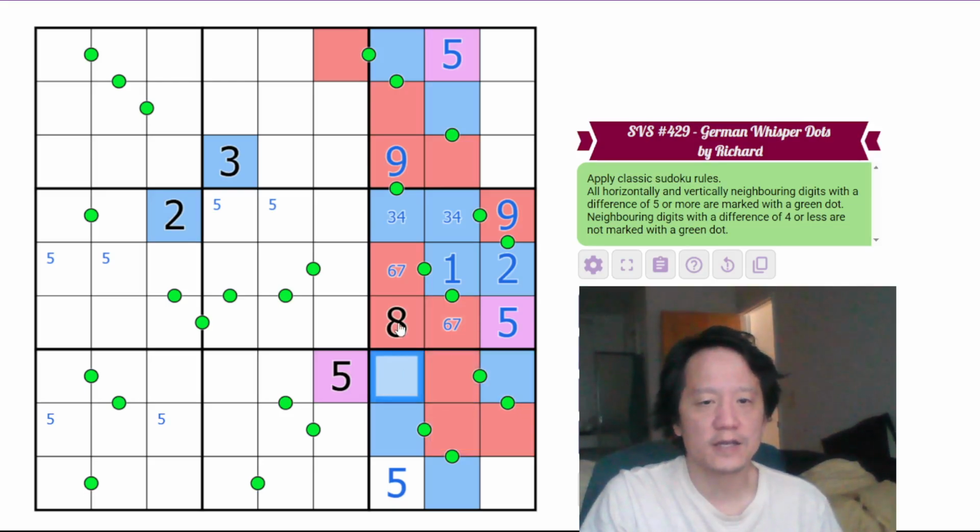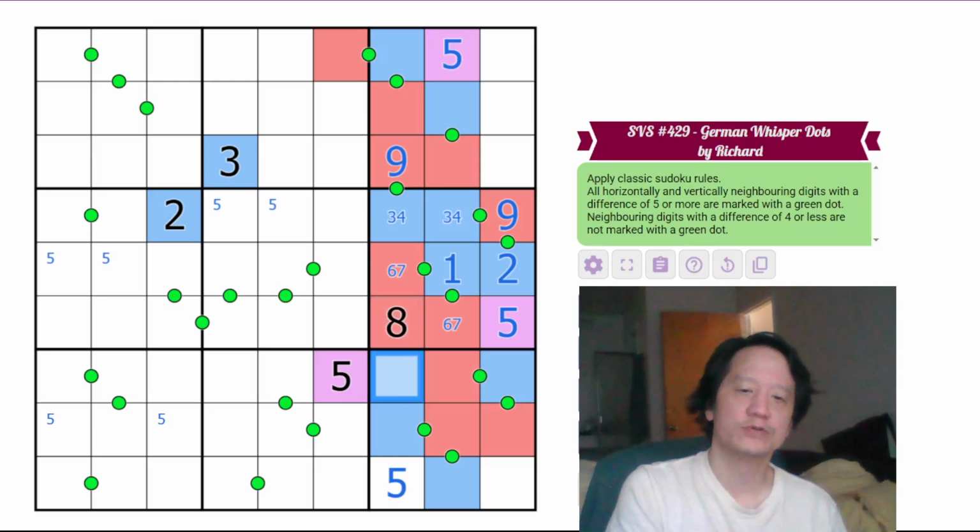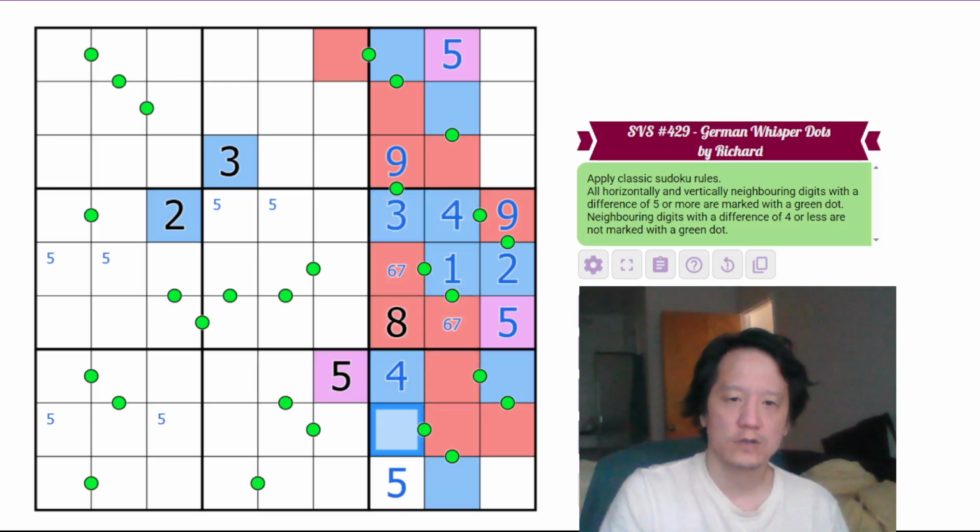Okay, this cannot be 5 or more away from 8 because there's no green dot next to it. So this cannot be 1, 2, or 3. It must be 4, which makes this 3, which makes that 4. The rest of these digits are 1 and 2. So this is 1 and 2, 1 and 2. This is 6 or 7. This can be 6 through 9.